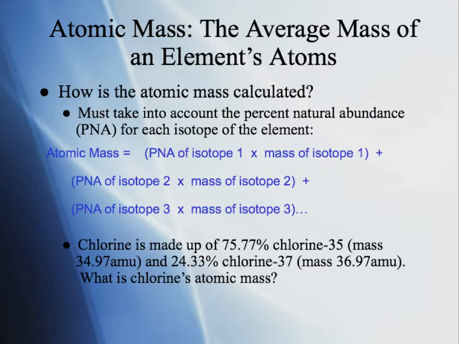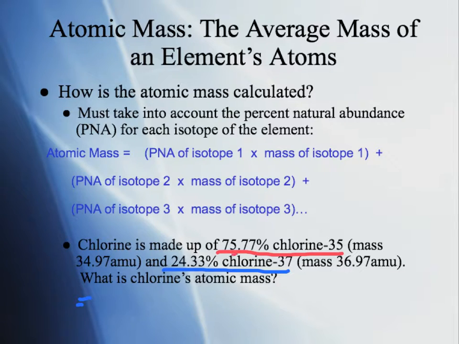So let's take a look at an example. It says chlorine is made up of 75.77% chlorine-35, which has a mass of 34.97 atomic mass units, and the other 24.33% is chlorine-37 atoms, which has a mass of 36.97 AMU. So what is chlorine's atomic mass? Well, we can see that it only has two isotopes. It has isotope chlorine-35, which is about 76% of it, and chlorine-37, which makes up about 24%.